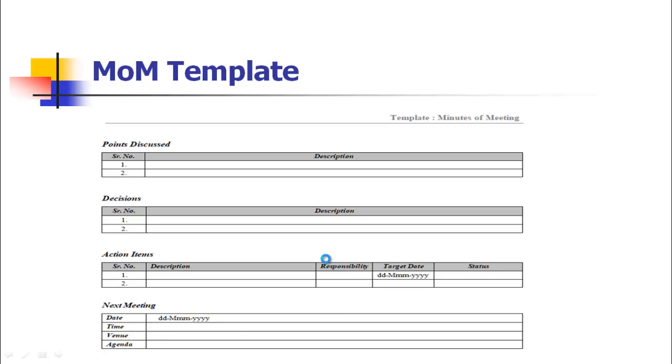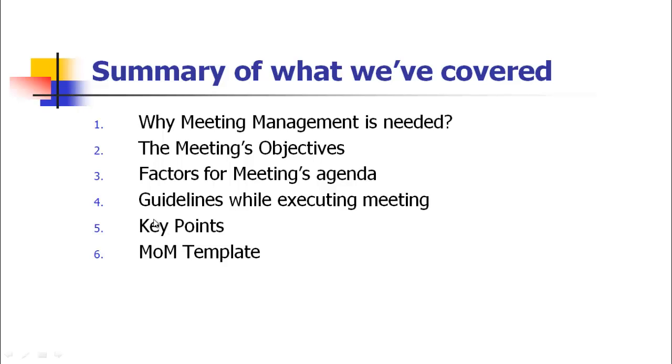All right, with this, let's end this presentation, and I would like to summarize what we have covered so far. The very first thing we covered is why meeting management is needed. Second is the meeting's objectives. Third is the factors for the meeting's agenda. Fourth is the guidelines while we are executing the meeting, so what needs to be taken care of. Then the key points for meeting management. And lastly, we have seen the MOM template, which I strongly recommend everyone maintain whenever you call any meeting.